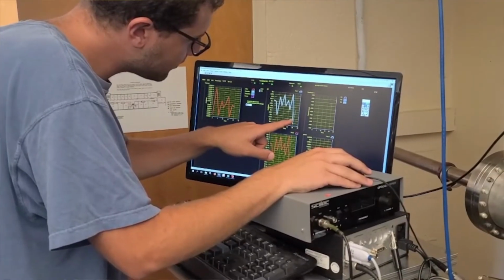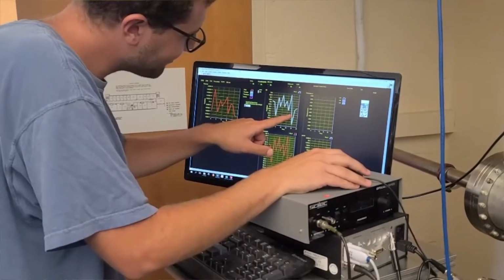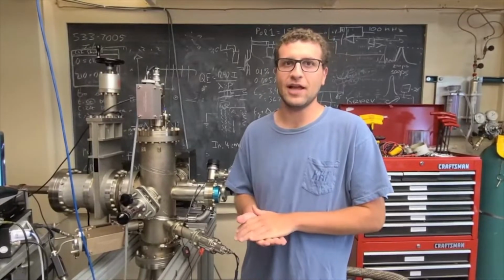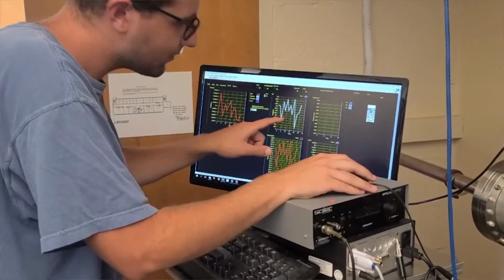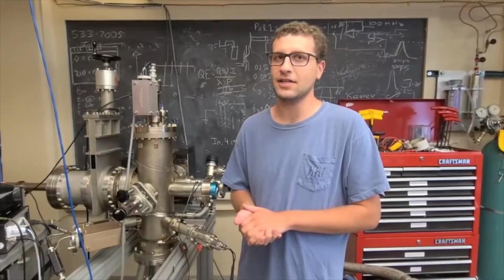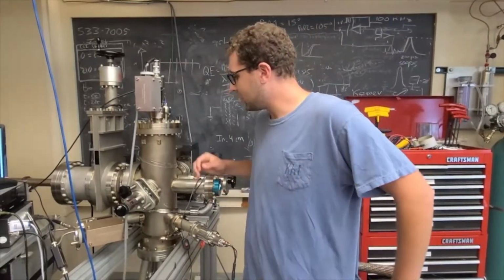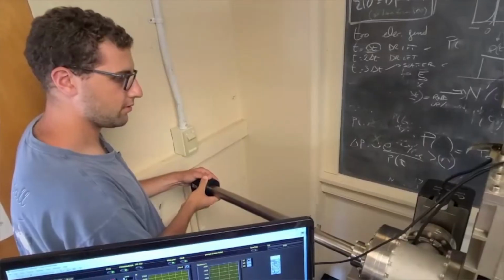I'm going to talk about our cesium iodide deposition system here at Cornell. We use this deposition system to deposit cesium iodide layers onto photocathodes with the goal of making them more resistant to oxidation. So we start by inserting a photocathode into our load lock here.